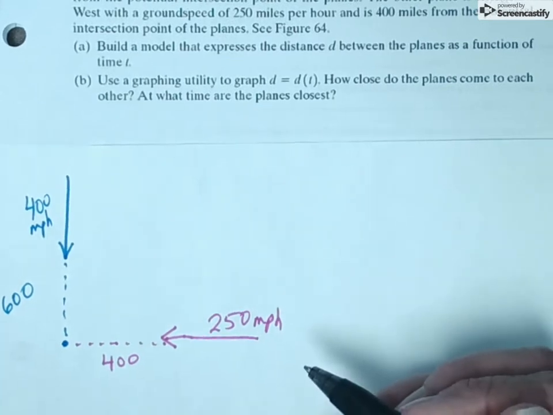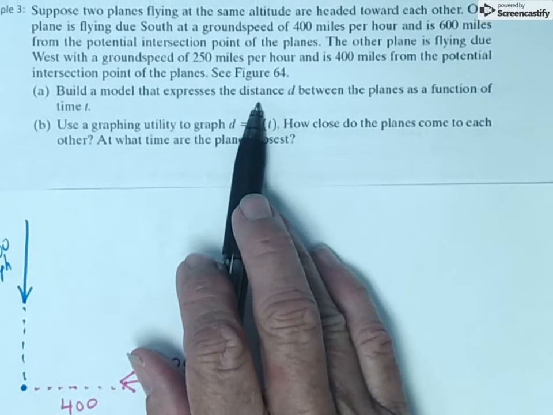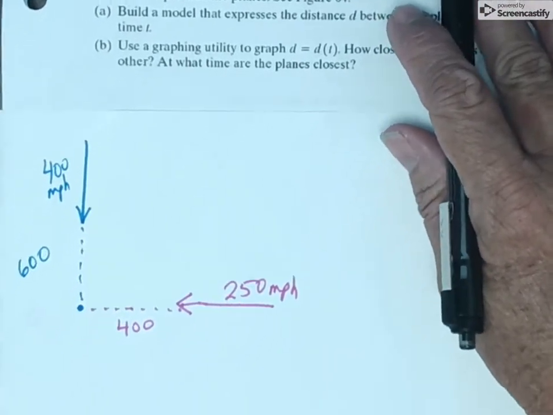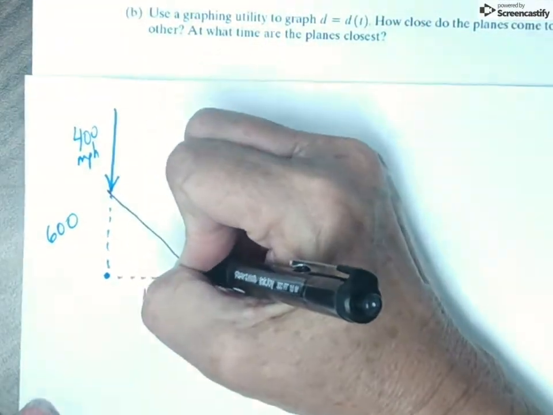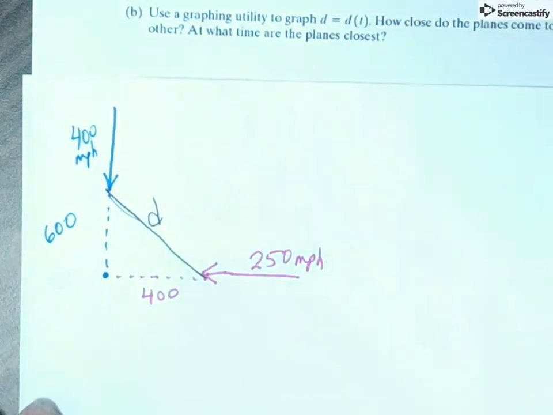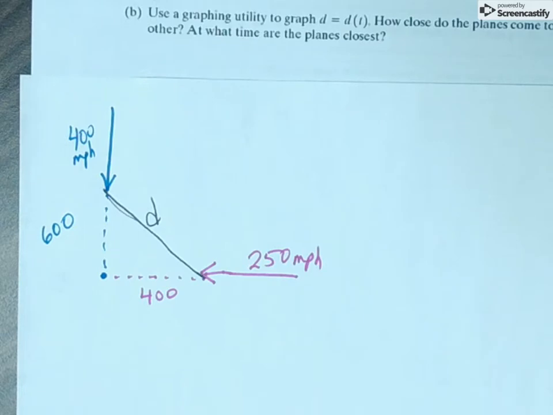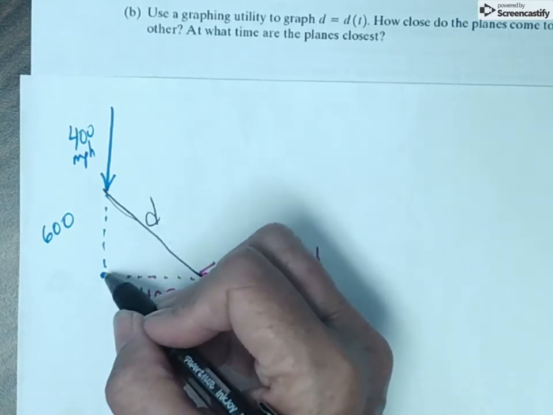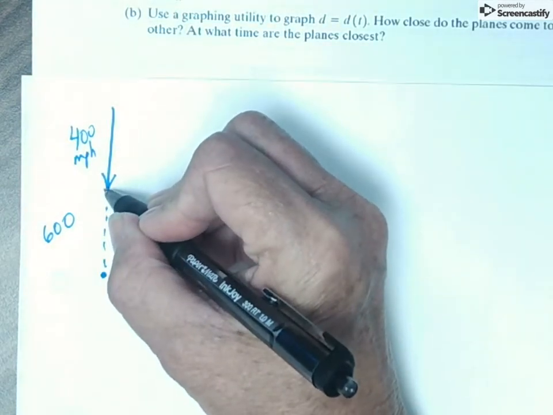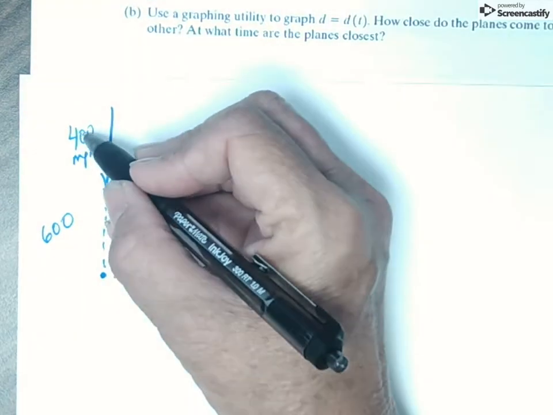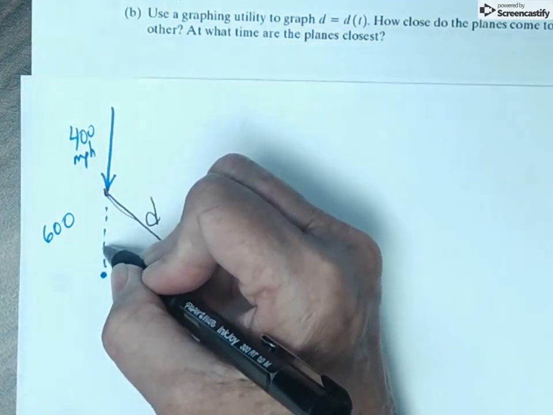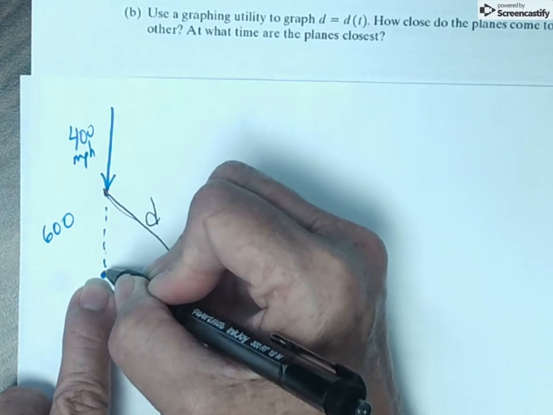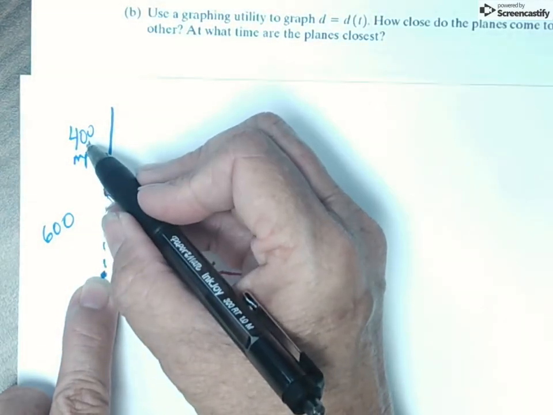Okay, and we want to create a function, build a model that expresses distance d between the planes as a function of time. So the distance between the airplanes is right here. That is my distance. And look at that, we've got a nice right triangle going on. So I'm interested in this leg and this leg. When time starts, I'm up here. If 1 hour went by, I'm traveling 400 miles, so I would travel down to approximately right here. So the distance I am now from the origin, or where they intersect, is going to be 600 minus 400.